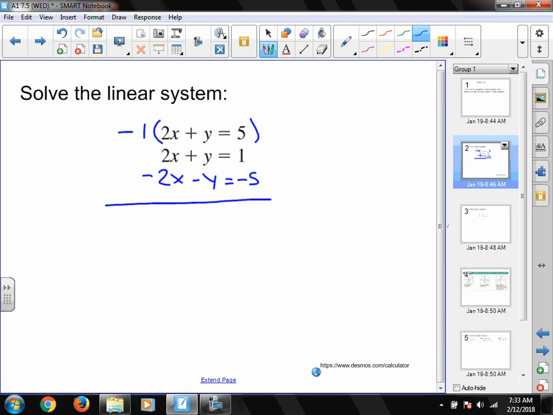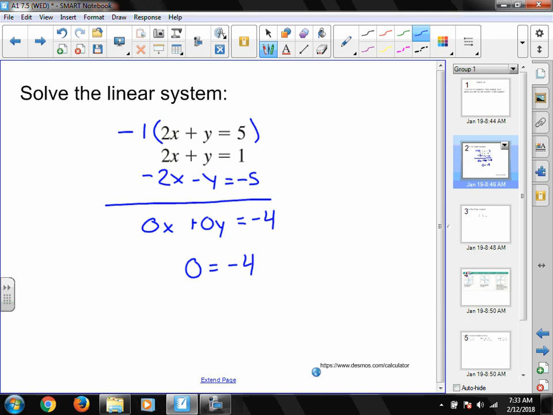Now that I have the same number with opposite signs, I can add. 2x plus -2x gives me 0, and y plus -y gives me 0y equals -4. So really what I end up with is the statement 0 is equal to -4.